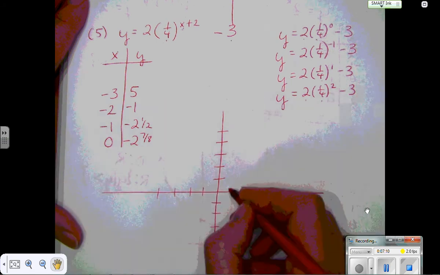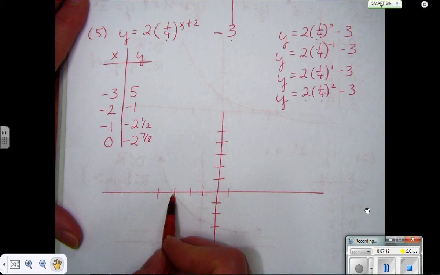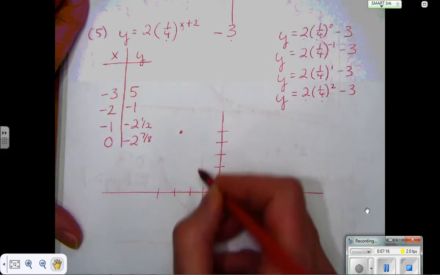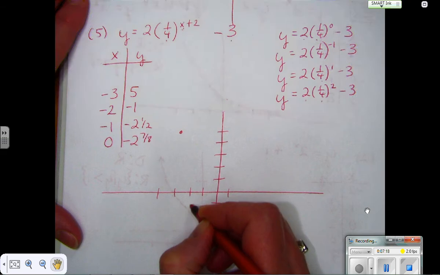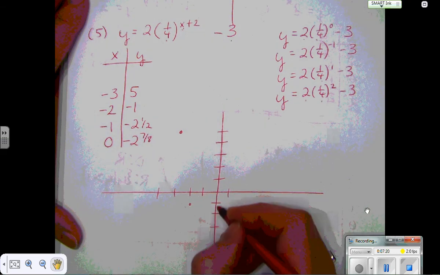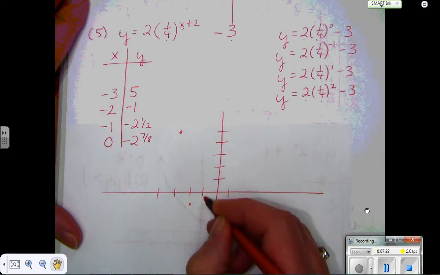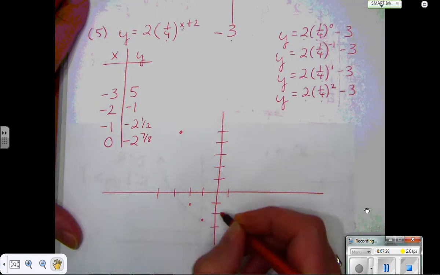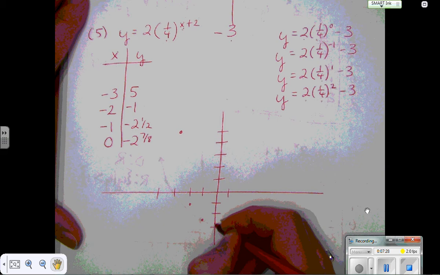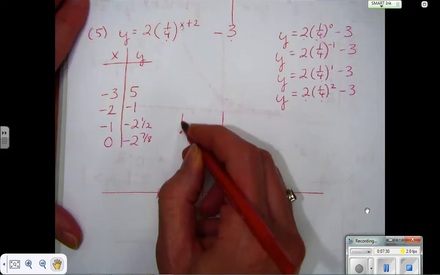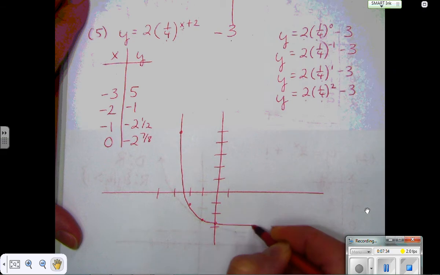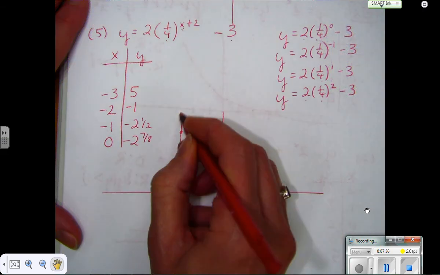Negative 3 and 5. Negative 2 and negative 1. Negative 1, negative 2.5. 0 and negative 2 7/8. Okay, so there's my graph.